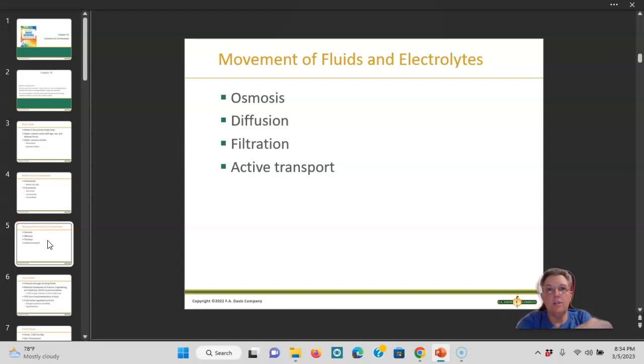Diffusion is across cells. Filtration, think like kidneys. So movement of fluid and electrolytes. Active transport, and that takes energy. So osmosis, diffusion, filtration doesn't take any energy. Active transport takes energy.